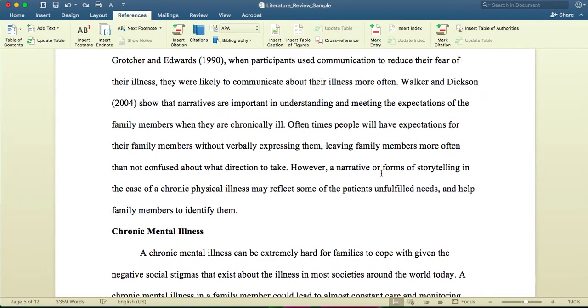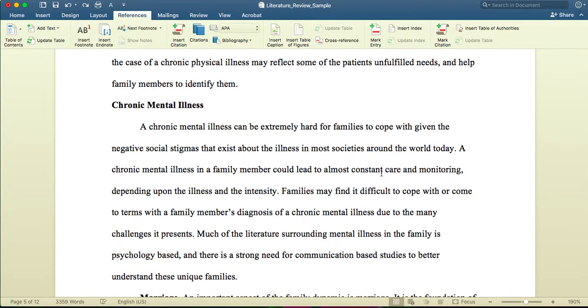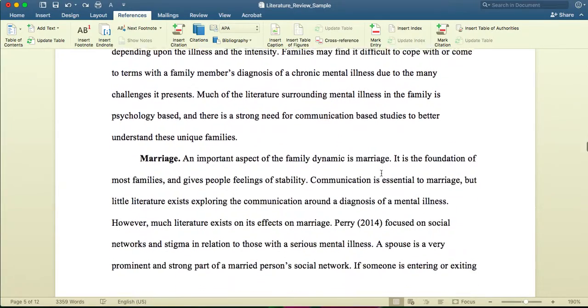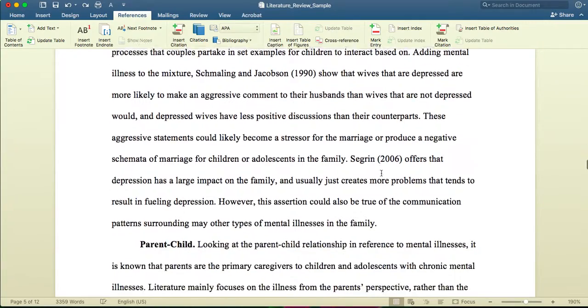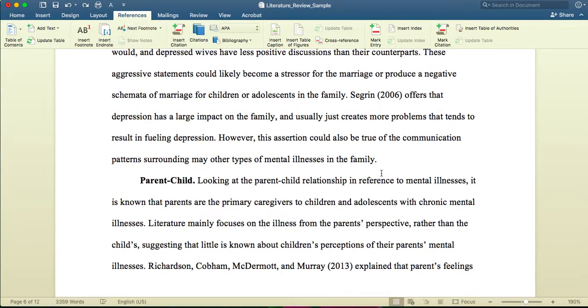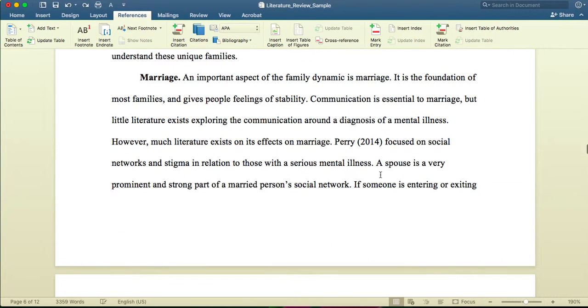Those are two of the themes that she found as far as chronic physical illness is concerned. Then the next thing that she dealt with was chronic mental illness. Then again, marriage is one of the themes that she found here. The other thing is the parent-child relationship. Notice the citations that run throughout the paper.